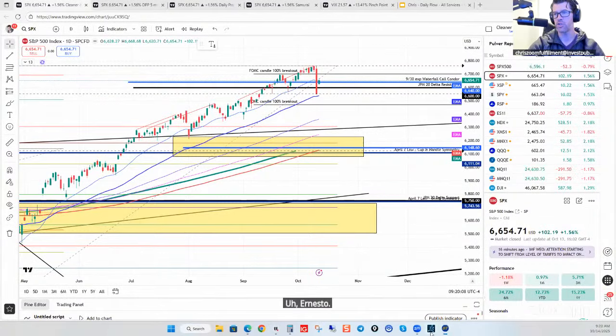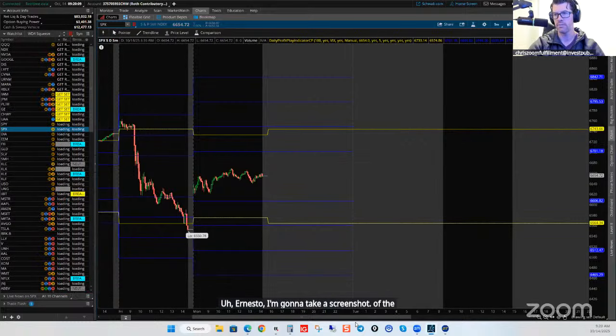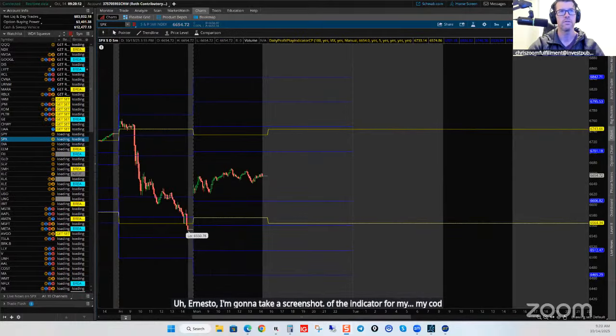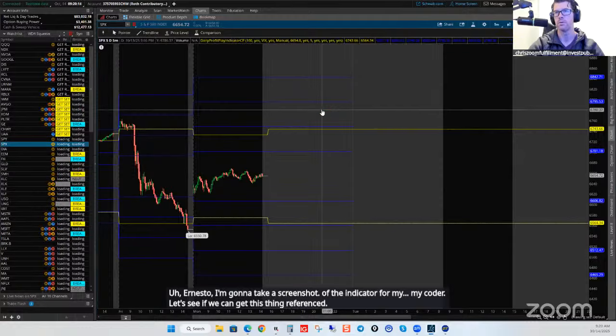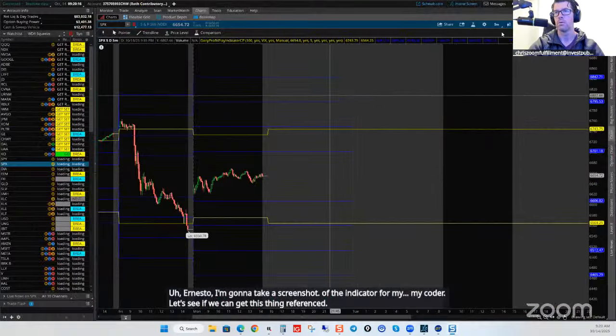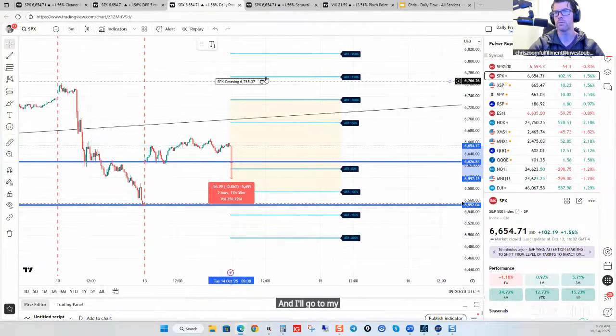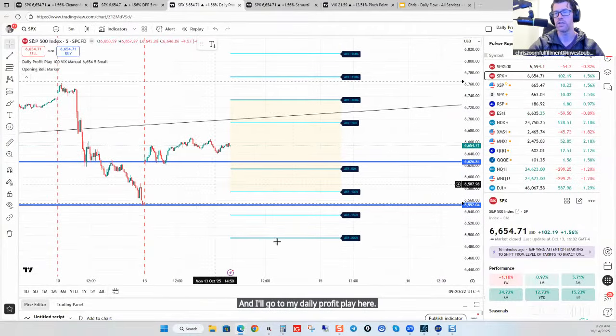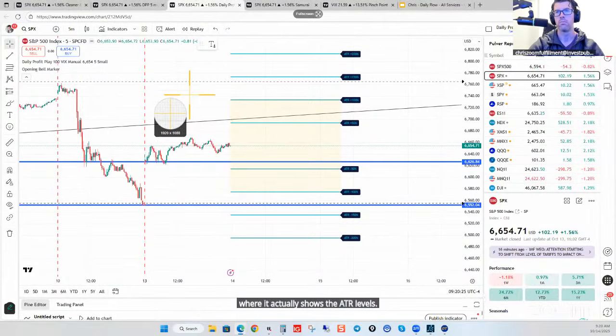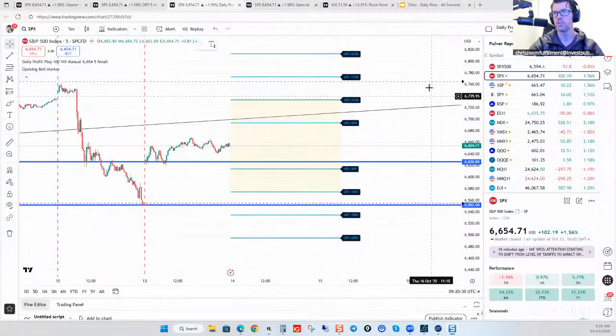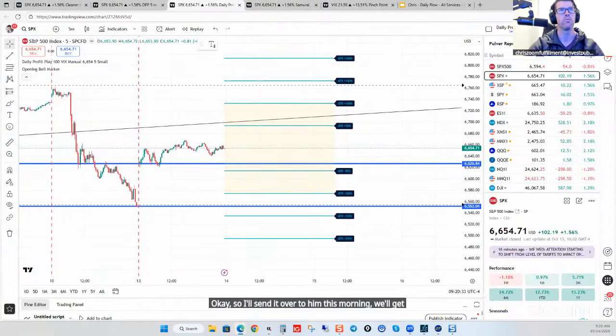Ernesto, I'm going to take a screenshot of the indicator for my coder. Let's see if we can get this thing referenced. And I'll go to my daily profit play here, where it actually shows the ATR levels. Okay, so I'll send it over to him this morning. We'll get that repaired.